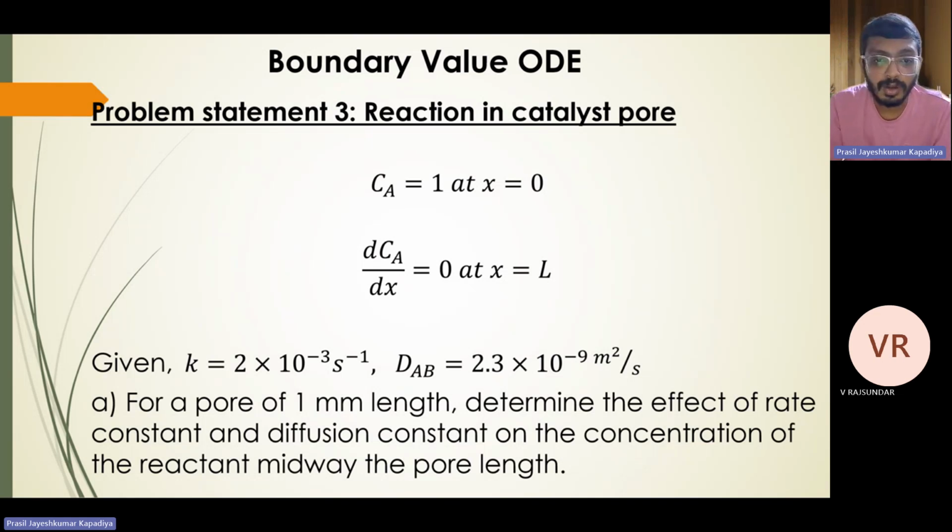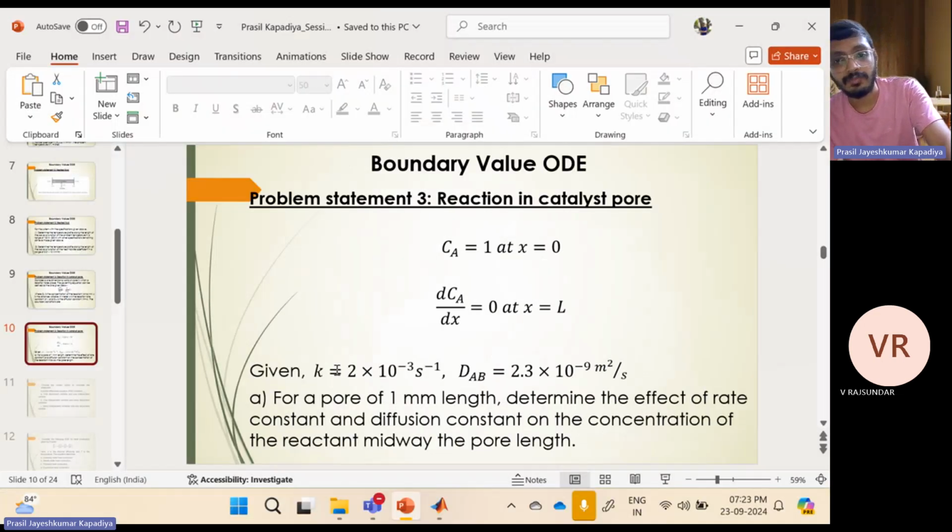So the question is, for a pore length of 1 mm, determine the effect of rate constant and diffusion constant on the concentration. So first, for this 1 mm length and for the value of K and DAB, we will solve the problem, and then we will see the effect of both rate constant and diffusion constant. We will keep the value of K fixed and vary DAB, and then we will fix DAB and vary the value of K.